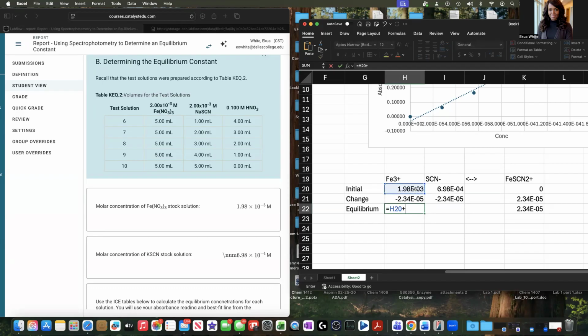Where's the plus? Plus this, right? And then same here. Equilibrium amount is going to be top number plus this number right here.